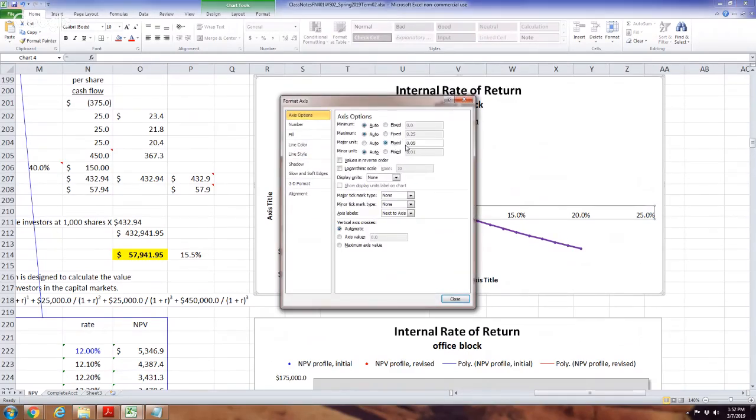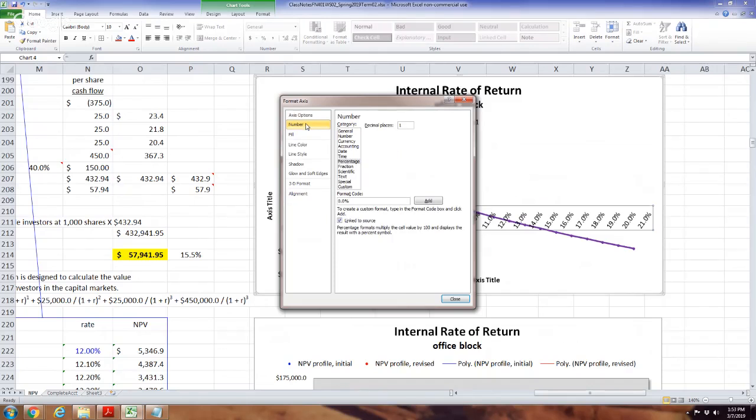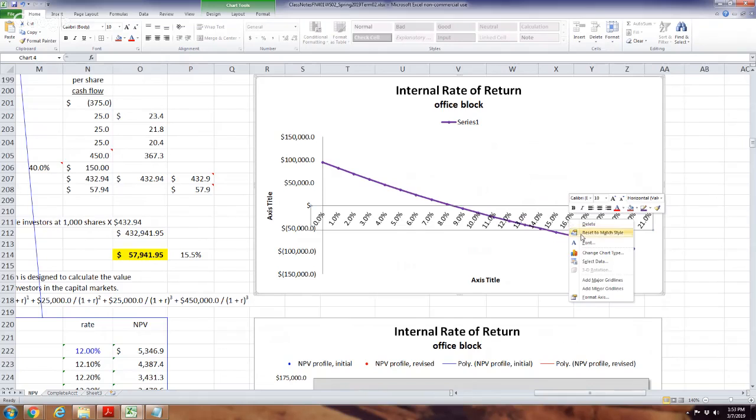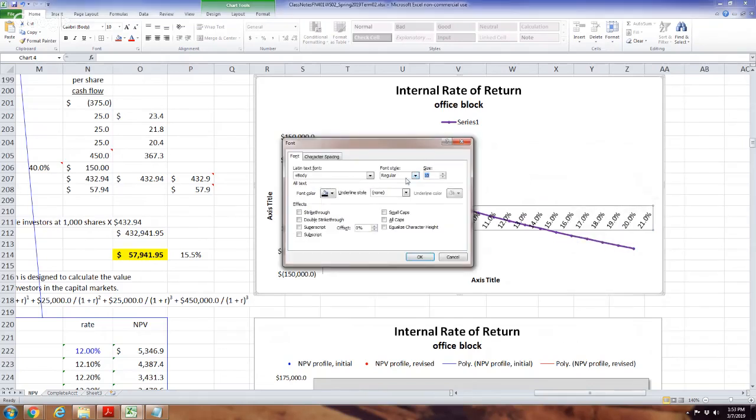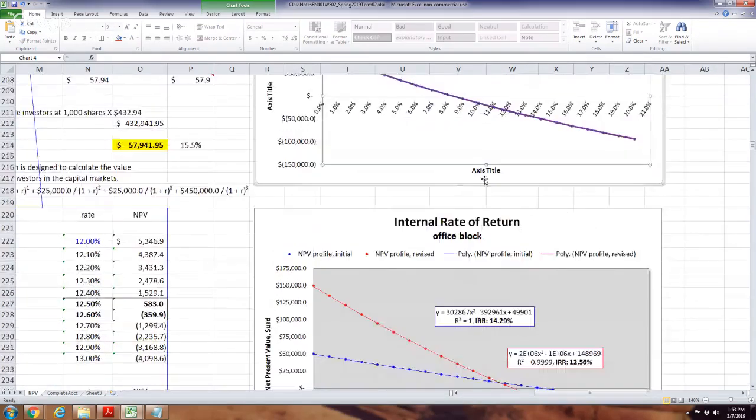You no longer want 5%, you want 1%. Okay, alignment, you can do maybe -55, something like that. I don't seem to have font here. But what I can do is right click on these and go right to font, and maybe make it a 9. I've noticed doing that is a little bit easier on the eyes. Those things don't pop out as much. The axis title is discount rate percentage.